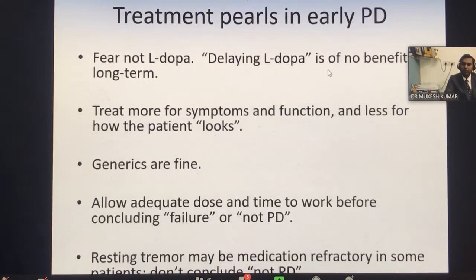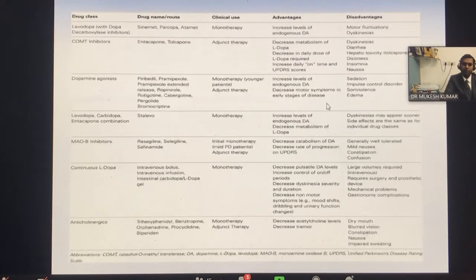Whenever we start in early Parkinson's disease, we usually start with levodopa and a dopamine agonist, and depending upon the response, we increase the dose. The drug class is levodopa, which is Sinemet, monotherapy. A COMT inhibitor is adjunct therapy. A dopamine agonist is monotherapy. Carbidopa is monotherapy. An MAO-B inhibitor is monotherapy. Continuous L-dopa, which is some form of infusion or apomorphine infusion, is monotherapy. Anticholinergics are monotherapy, like benzhexol, trihexyphenidyl, biperiden, or orphenadrine.